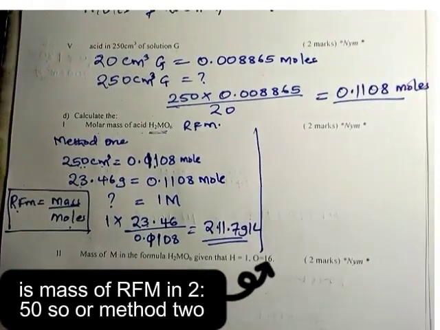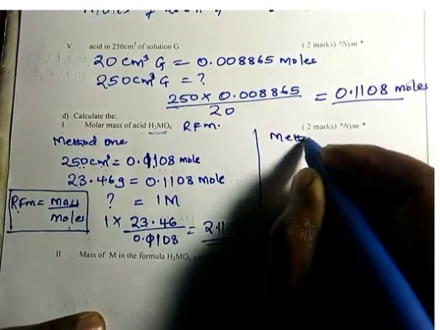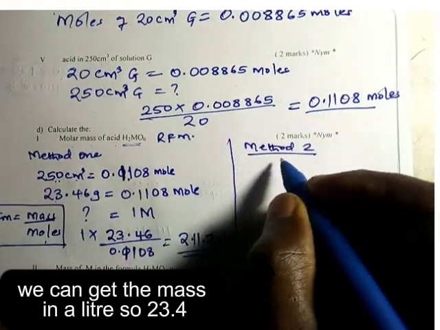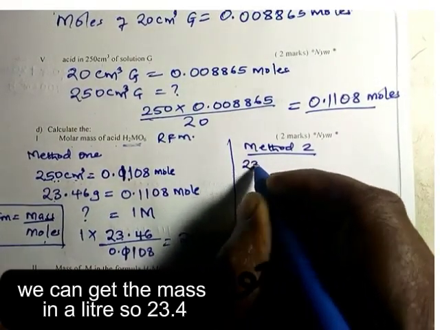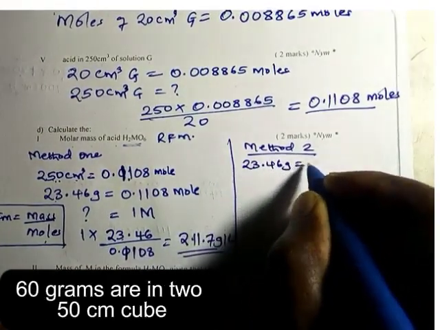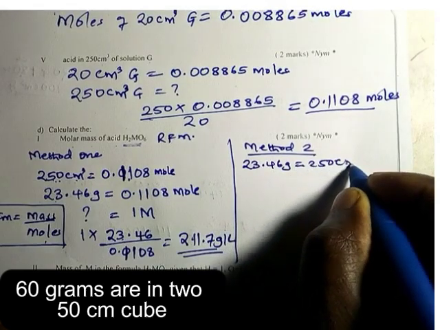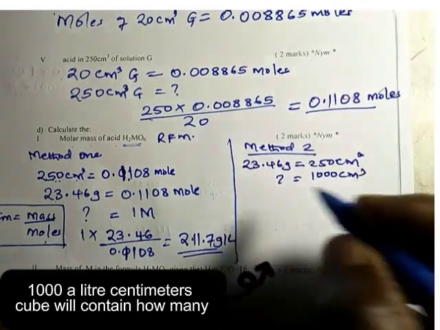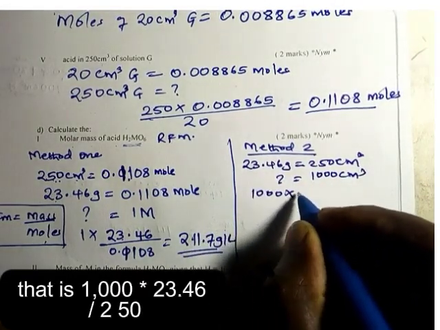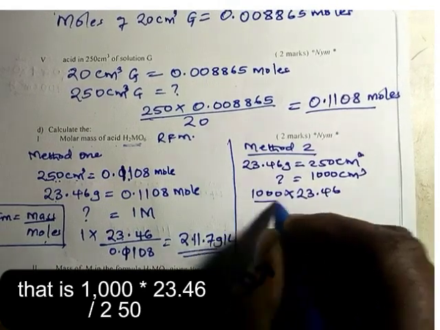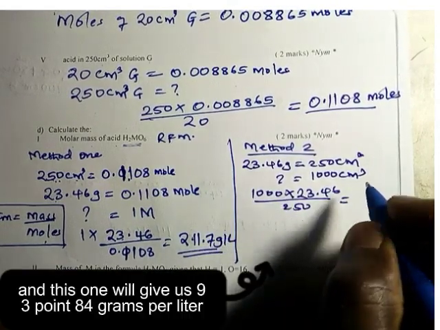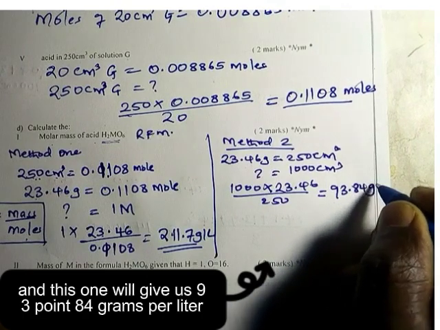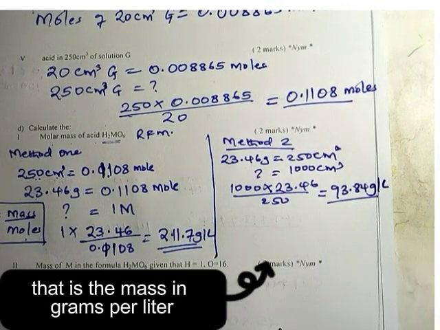So, or method 2, we can get the mass in a liter. So 23.46 grams are in 250 centimeters cube. 1000 centimeters cube, a liter, will contain how many? That is 1000 times 23.46 divided by 250, and this one will give us 93.84 grams per liter. That is the mass in grams per liter.